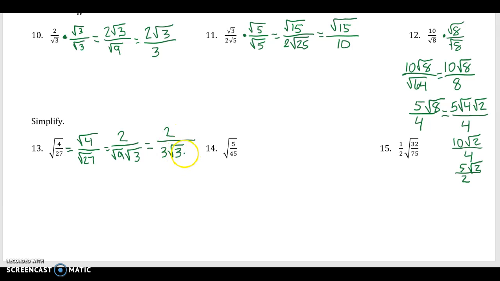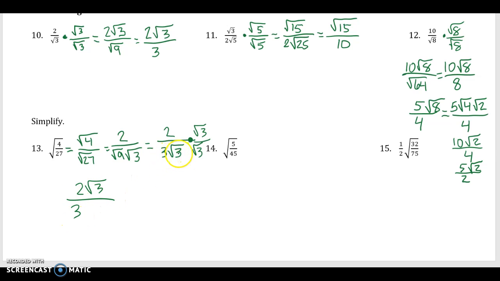Almost finished. What we have under the radical has no perfect square factors, but we cannot have a radical in the denominator. So we need to rationalize the denominator. Multiply by the square root of 3 over the square root of 3, which is 1. So I'm going to move down here. So now on the top, we have 2 times the square root of 3. In the denominator, we have 3.